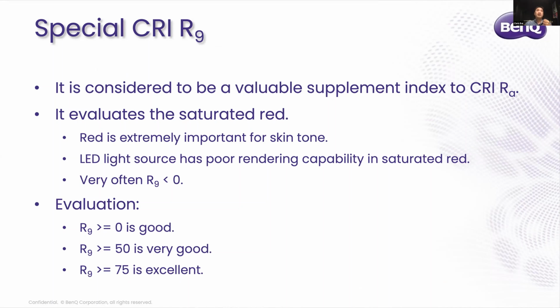And one very special color is the R9, which is the red, okay? Because red is extremely important for skin tone. And LED light sources, especially the early-stage white LEDs, don't have a good rendering capability in saturated red, okay? So sometimes in the early stage of LED lighting, they calculated that the R9 is less than or equal to 0, which is not good. So for the evaluation of R9, if it's larger than 0 it is okay. If it's larger than 50, it's very good. If it's larger than 75, it's excellent, okay? So this is a special index that we need to pay attention to.